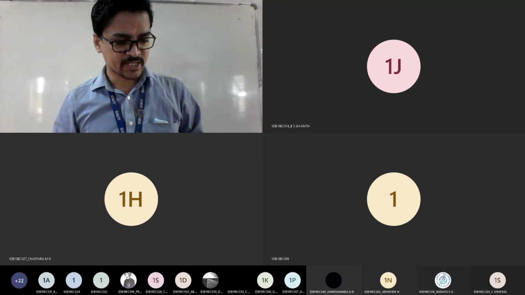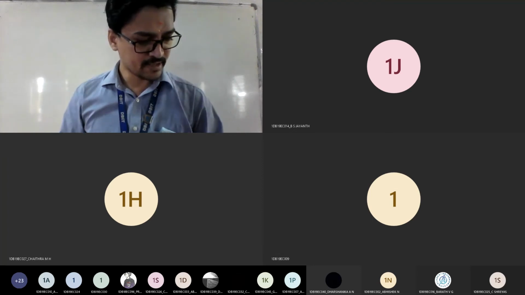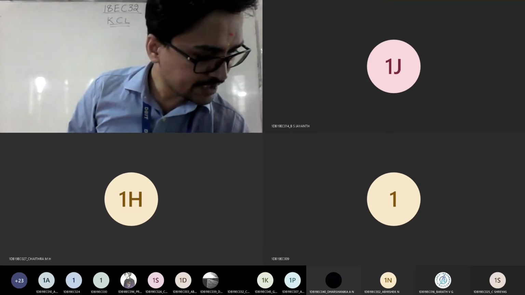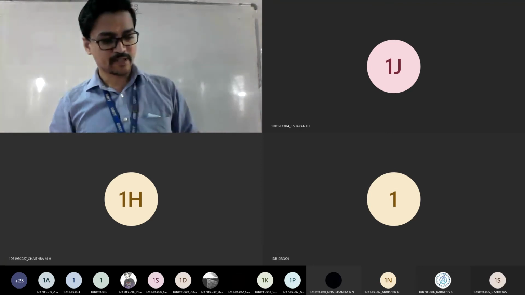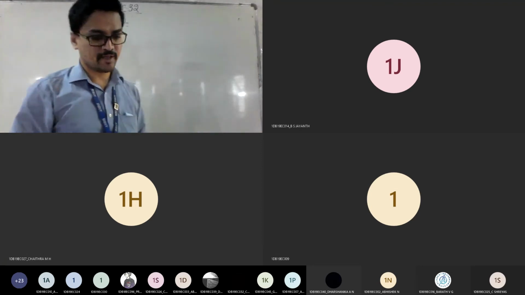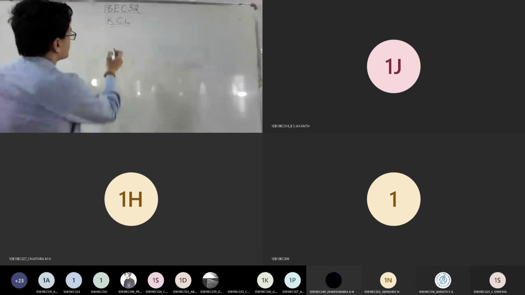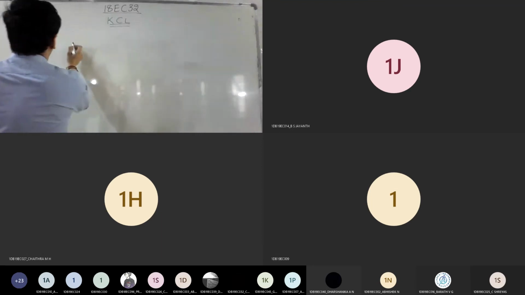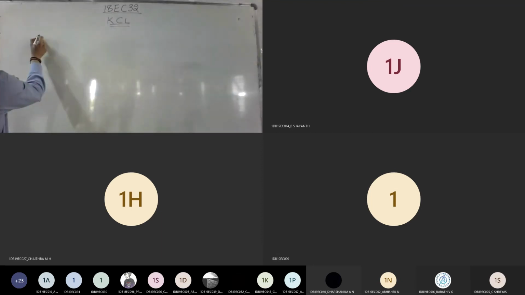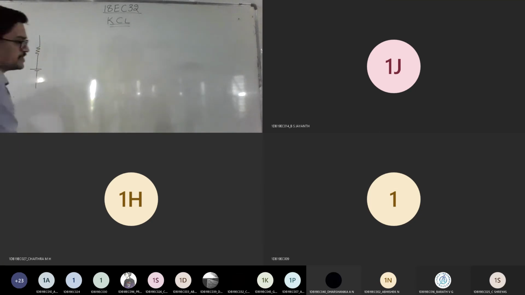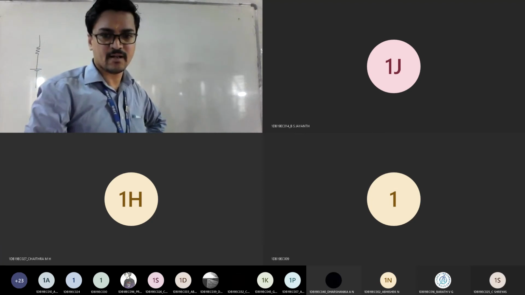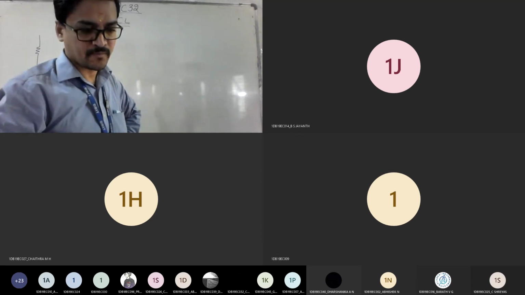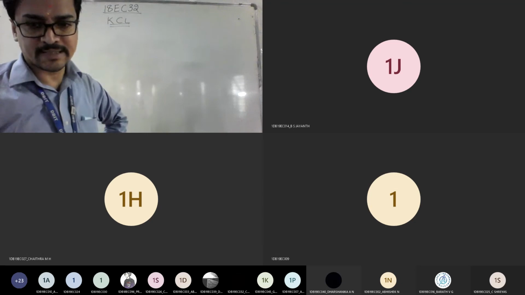Find the current through each resistor for the network shown below, using mesh and using nodal analysis. Just change the word: using nodal analysis. I'll repeat. Find the current through each resistor of the network shown below using nodal analysis.